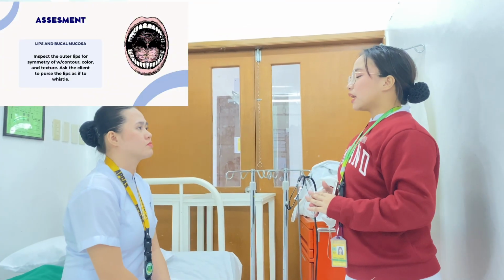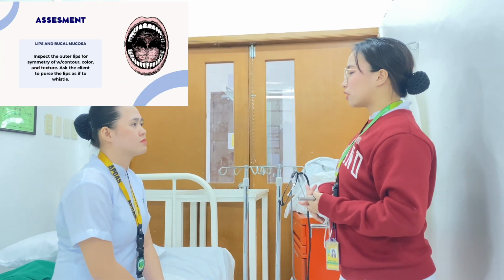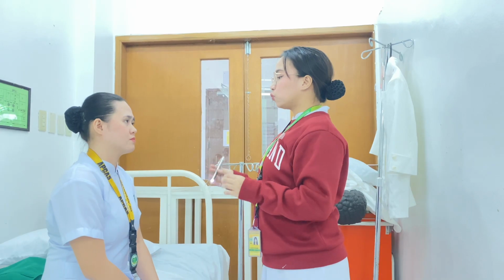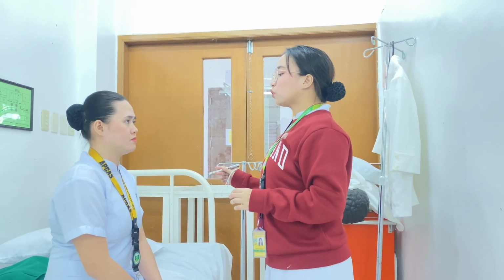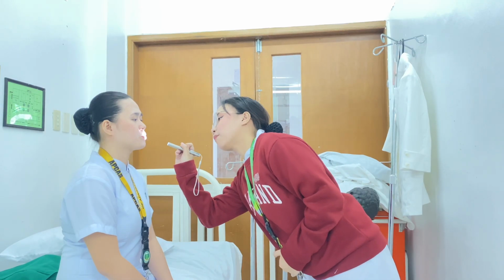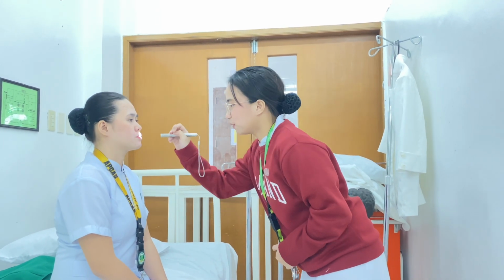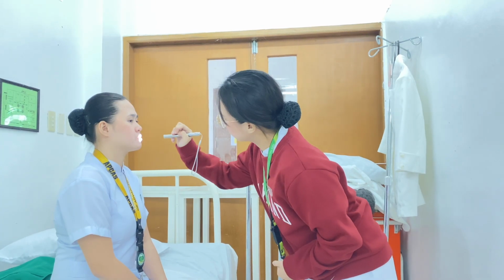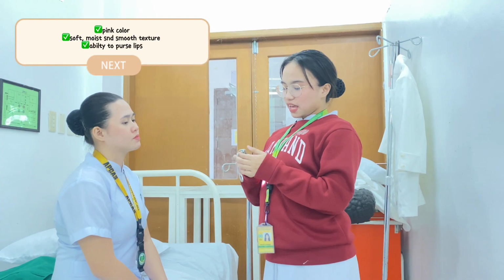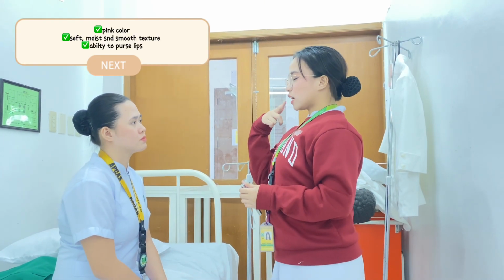Inspect the outer lips for symmetry of contour, color, and texture. Ask the client to purse the lips as if to whistle. The client should have uniform pink color, soft, moist, smooth texture, symmetry of contour, and ability to purse lips. Deviations from normal are pallor or cyanosis, blisters, and inability to purse lips. The client has a uniform pink color, soft, moist, smooth texture, symmetry of contour, and ability to purse lips.